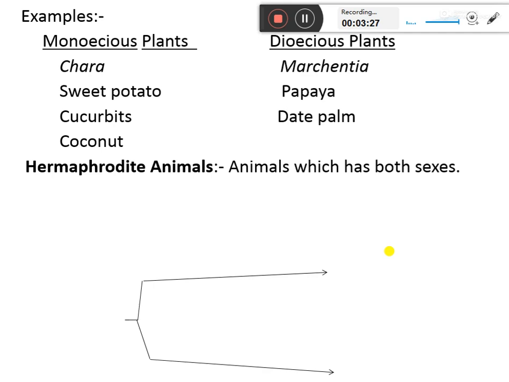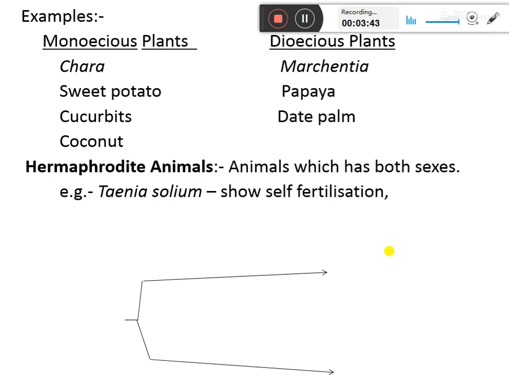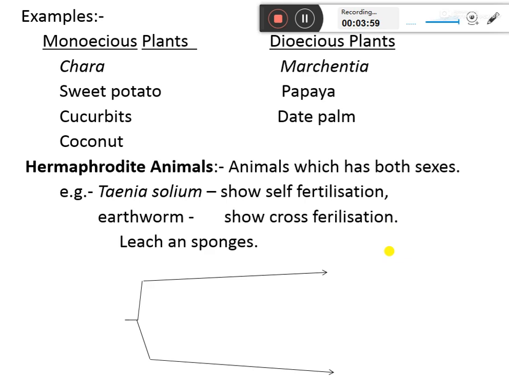Similarly, there are hermaphrodite animals which bear both the sexes, that is, male and female reproductive organs are present in the same animal. For example, in the case of Taenia solium, the body is made up of segments or proglottids. Each proglottid contains male reproductive structures as well as female reproductive structures. So male and female gametes are produced in the same segment and self-fertilization takes place.